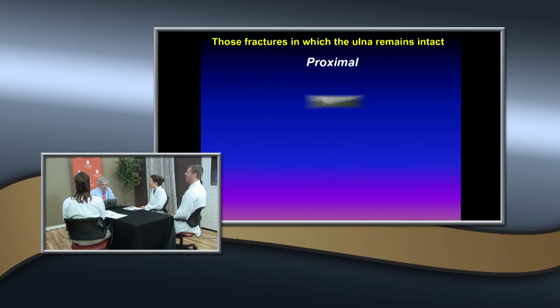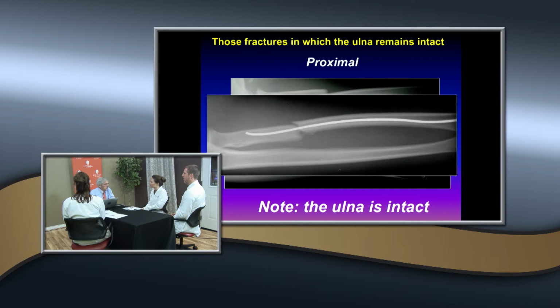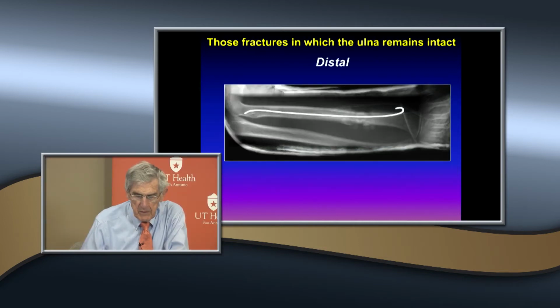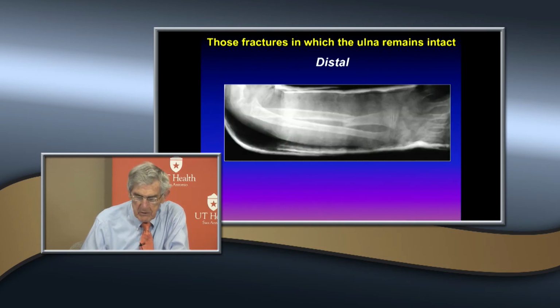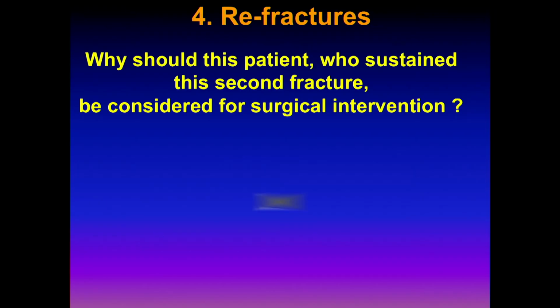That's right. Proximal, certainly if the ulna is intact. Notice the ulna is intact, and you simply put a pin down the radius. If it's distal, again, the ulna is intact. It's very hard to manipulate that fracture, especially if the ulna is intact. And so you just put a single pin down here.